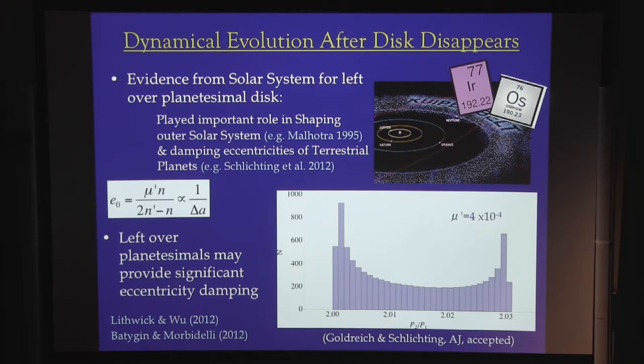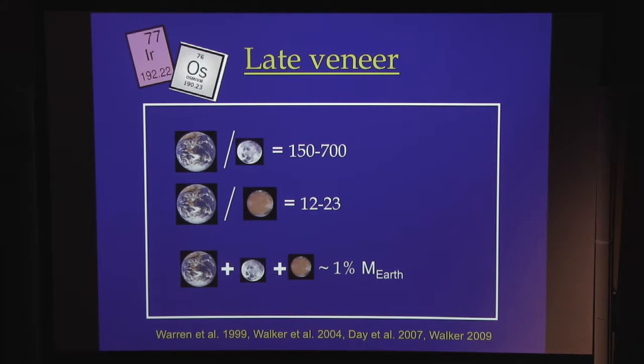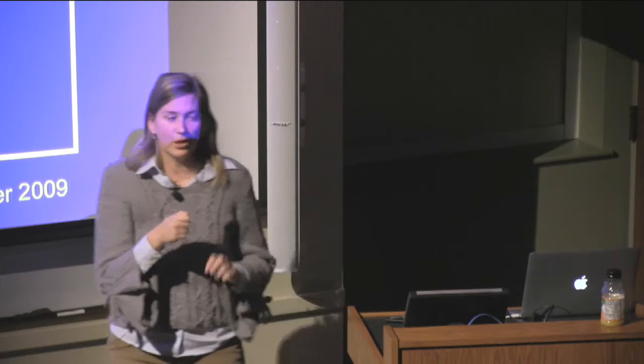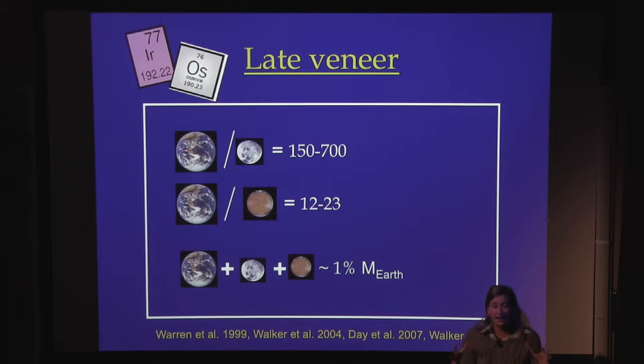So I thought I'd tell you a little bit more about this late veneer. How do we know? Why do we think that there were planetesimals left over in the terrestrial planet region after planet formation, after the last giant impact? This evidence comes from highly siderophile elements. They're called highly siderophile because they're iron-loving, so they would love to hang out with iron.